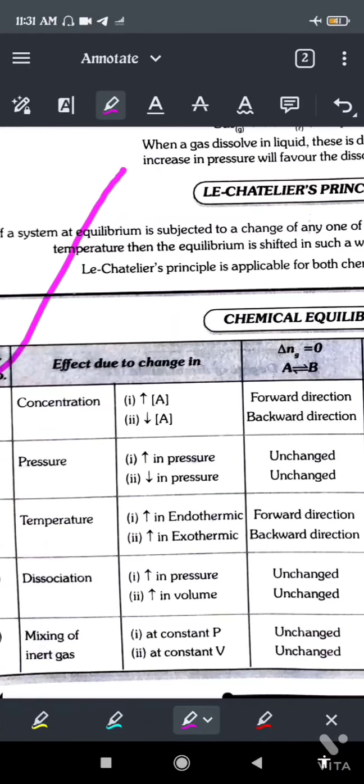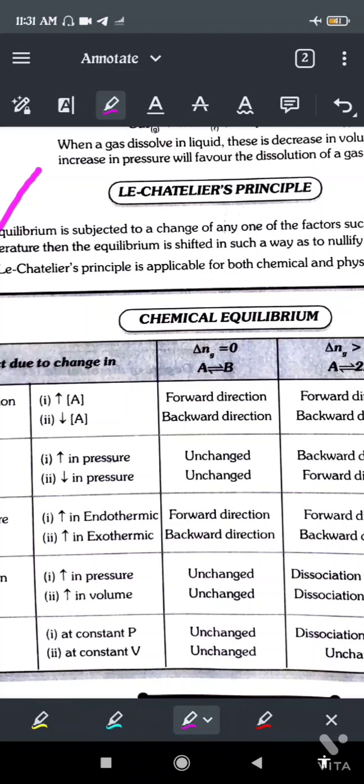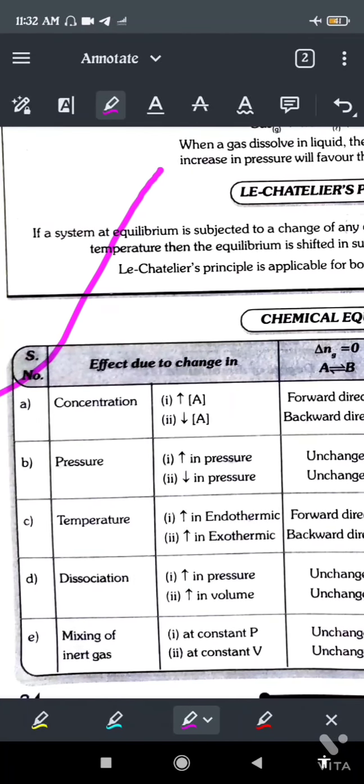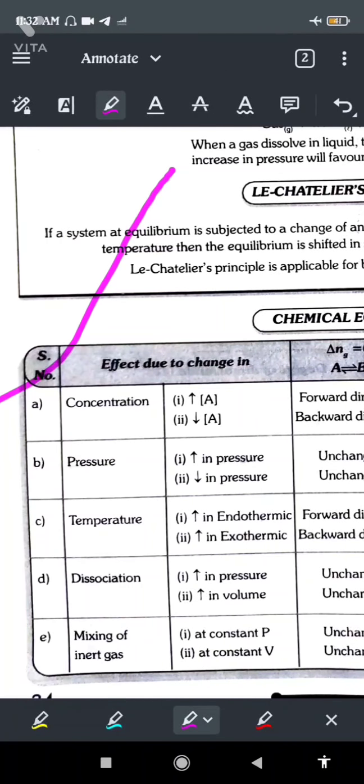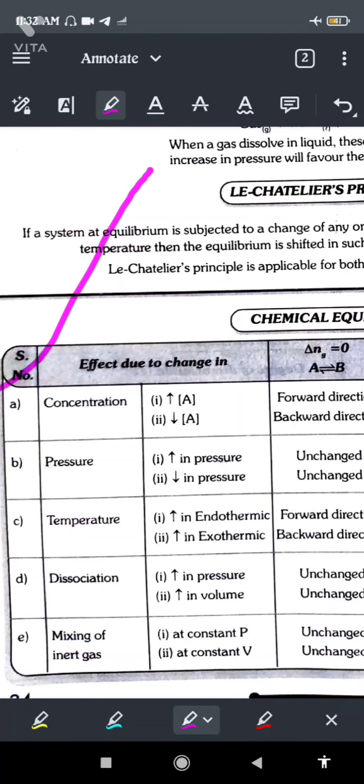If the degree of dissociation increases at constant pressure and del n is 0, then the direction of reaction will be unchanged. If the degree of dissociation increases at constant volume and del n is 0, then the direction of reaction will also be unchanged.